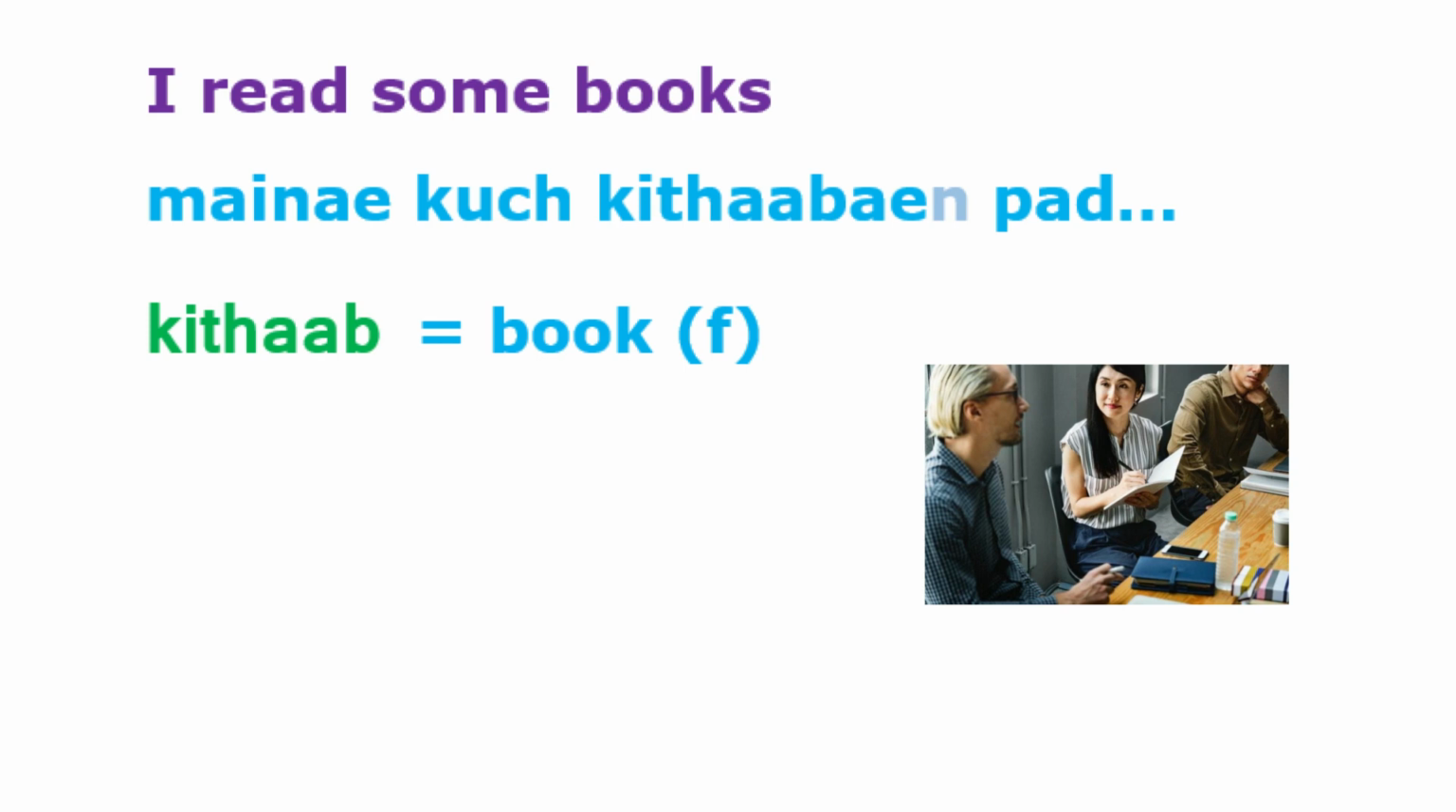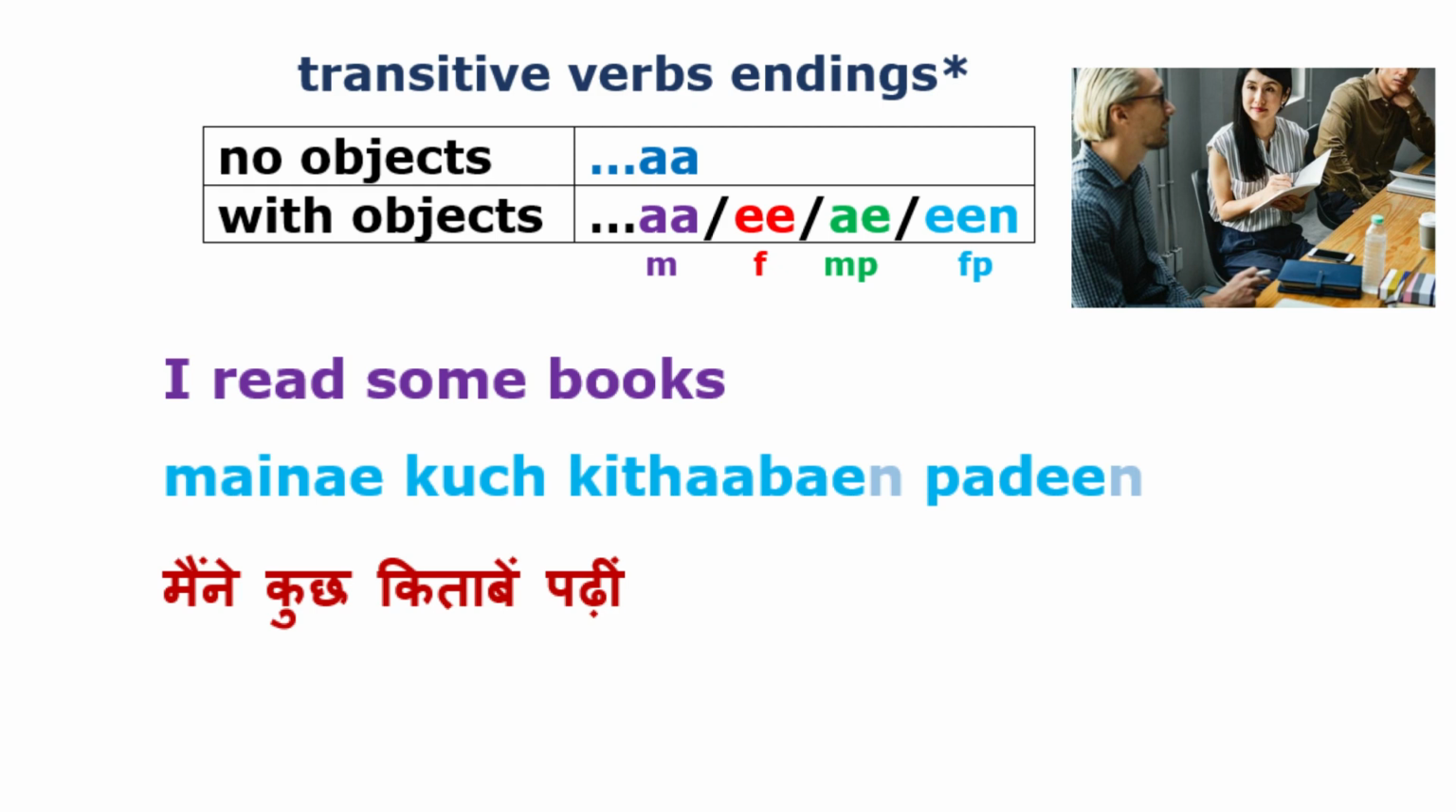The next sentence is, I read some books. And padna is to read. Kitab is book, which is feminine. So, which can help you to guess and you can make a sentence of your own. मैंने कुछ किताबें पढ़. What can that be? We're going to see that now. Okay, I read some books. मैंने कुछ किताबें पढ़ी, because it is feminine and plural and the verb agrees to books. किताबें पढ़ी. मैंने कुछ किताबें पढ़ी. I read some books.